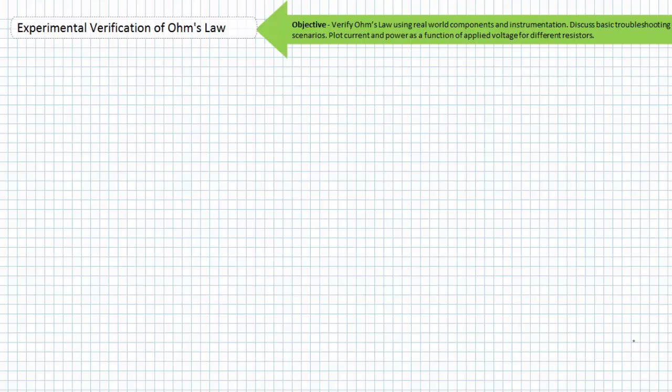In conclusion, this activity verified Ohm's Law using real-world components and instrumentation. We discussed common troubleshooting scenarios for basic circuits, and we graphed current and power as a function of applied voltage for two different fixed resistors. We also got an opportunity to see some things go up in smoke. Remember to review these concepts and practice these techniques as often as you need to really drive it home. Imagine how well lab will go if you know what you're doing.